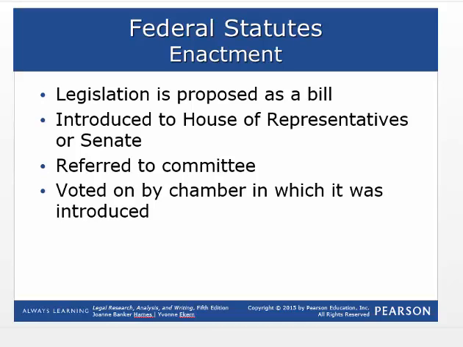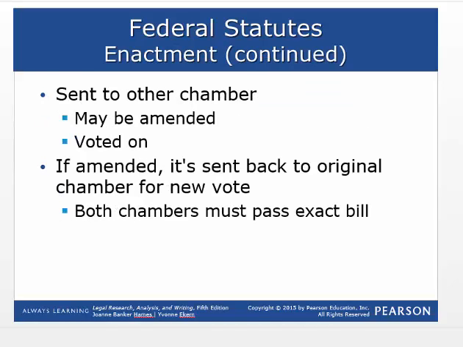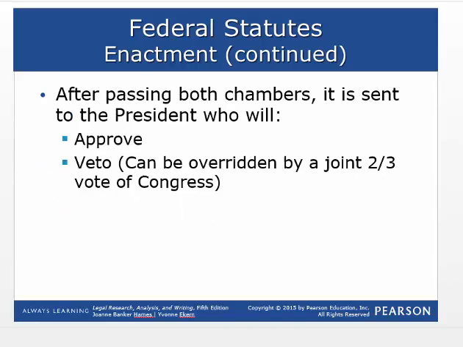It's introduced in one of the houses, referred to a committee, and then it's voted on by the chamber in which it was introduced, and then sent to the other chamber. I don't want to call it a house, because there's a House of Representatives and the Senate. It can be amended, voted on and passed, or voted on and not passed. If it's amended, it's sent back for revisions, and then both houses must pass the exact same bill.